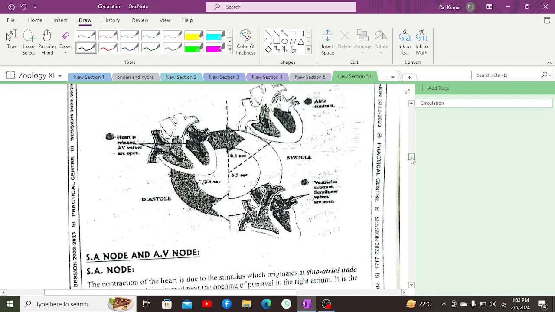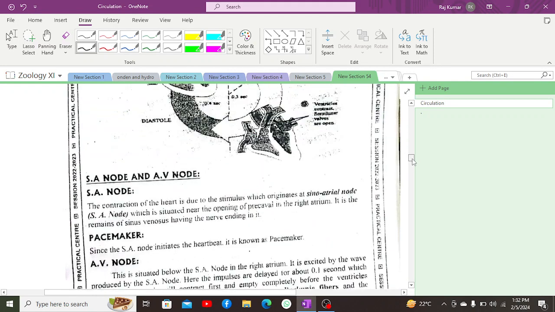Now, the diagram also shows how the mechanism actually works. And here, as you can see, we are moving forward. SA node. The contraction of the heart is due to the stimulus which originates at the SA node, which is situated near the opening of the precaval in the right atrium. It is the remains of the sinus venosus having the nerve ending in it.